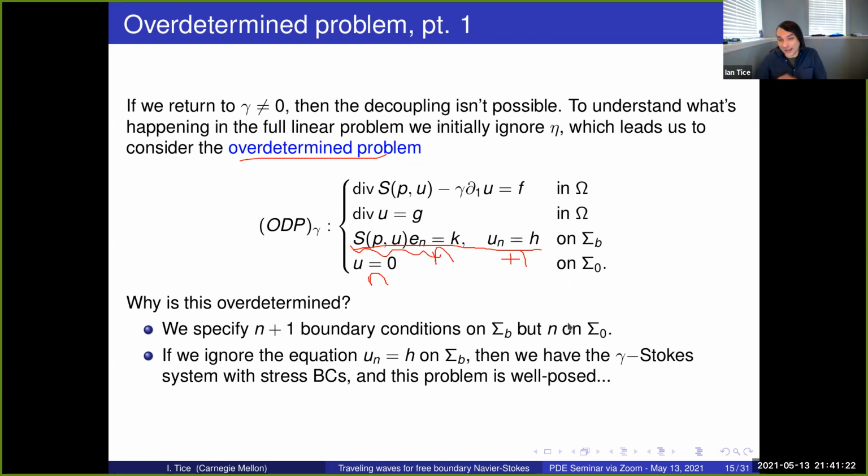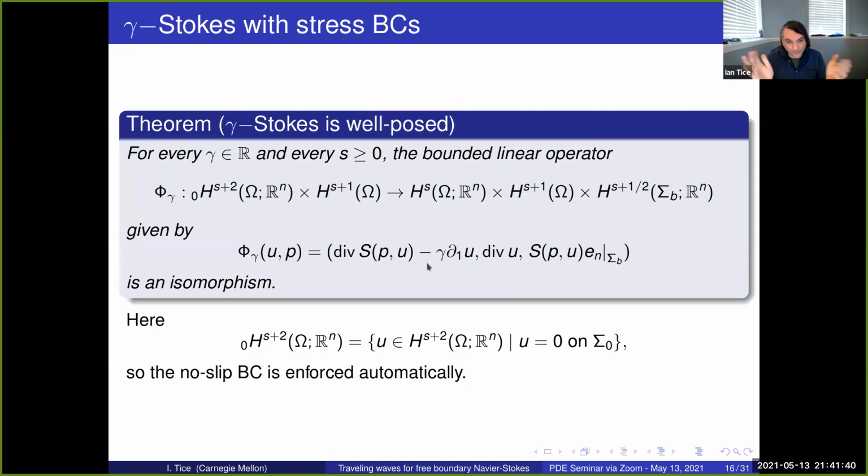And in fact, we can make this rigorous. If I ignore this condition here, where I specify the normal trace, the resulting system of equations, which we call the gamma-Stokes system with stress boundary conditions because you're just specifying the stress, is well posed. This is something we prove in the paper. The idea is that for every gamma, you can choose an appropriate scaling of Sobolev spaces where my velocity field will live, and this is where my pressure will live. And this will map into a space of data, F, G, and K, just as I wrote them down in the previous problem. So this is my F, this is my G, and this is my K. And the map that you get by looking at this PDE, where we ignore this condition here, induces an isomorphism.